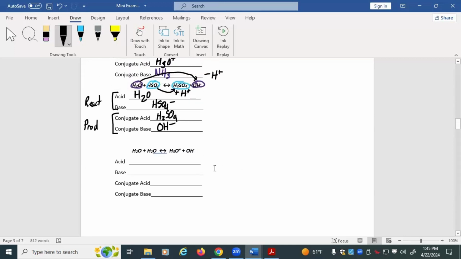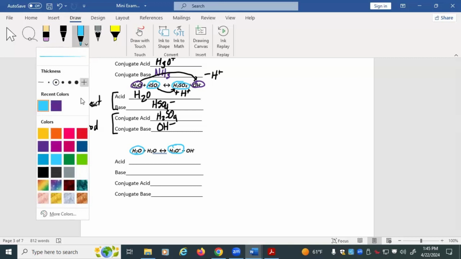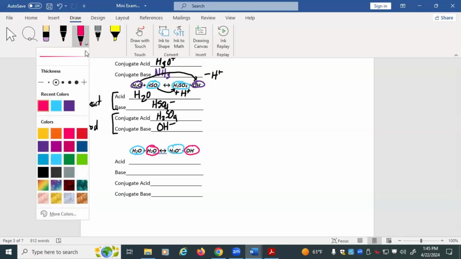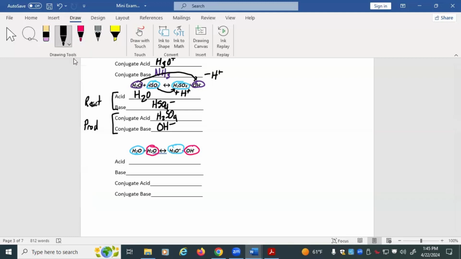Now this third one is actually kind of a trick question. In this case, we are looking at the autoionization of water. Water is going to make one conjugate pair this way and another conjugate pair here. In this particular instance, water is acting as both acid and base.